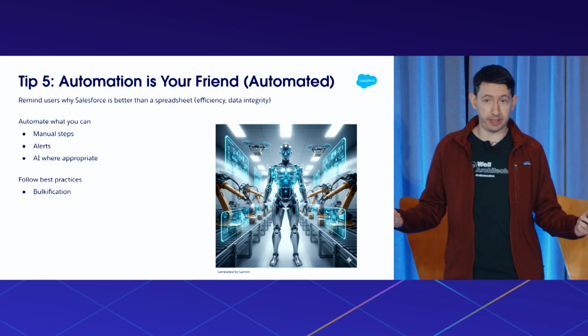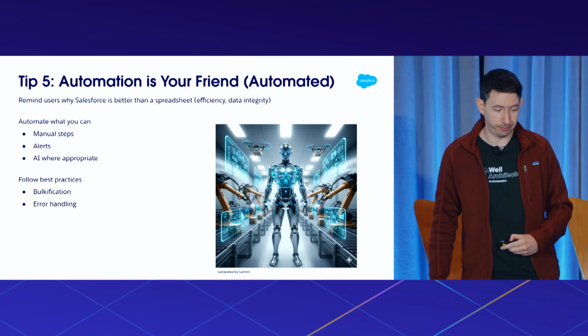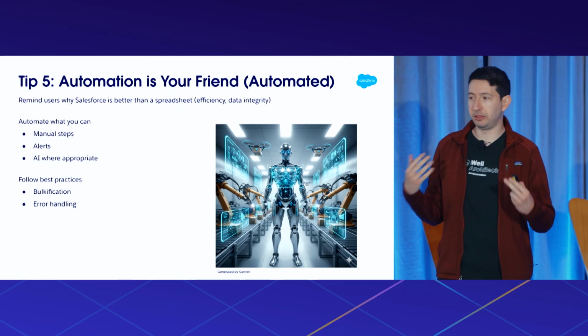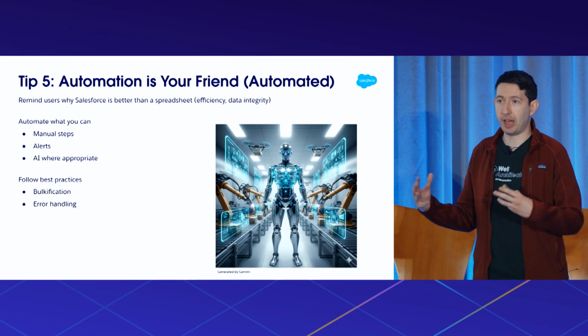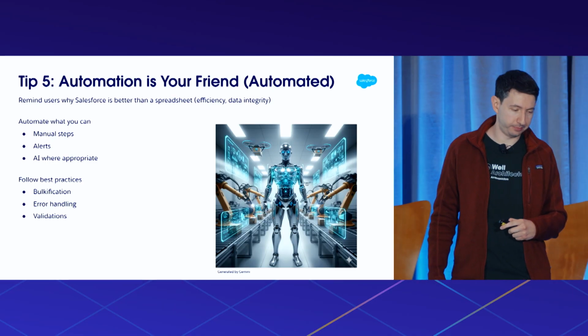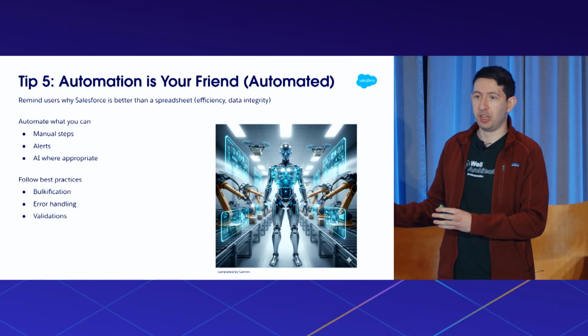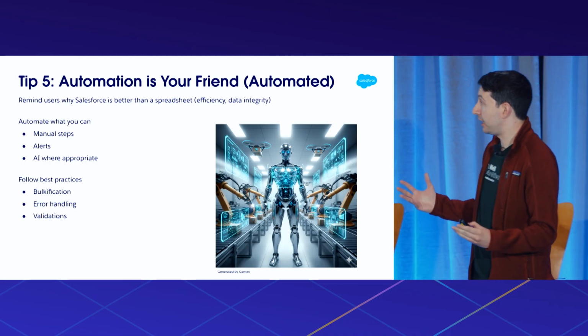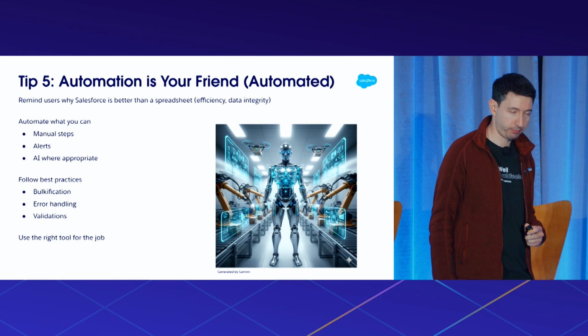Again, going back to bulkification, are we able to automatically operate on multiple records at once? Do we have a way to handle errors? When a user encounters an error, is it handled gracefully? Do we have a way to alert somebody about that? And again, validation rules, kind of helping the user along to make sure that they know what they need to be doing and what they're doing wrong so they can fix it instead of reporting a bug to you.